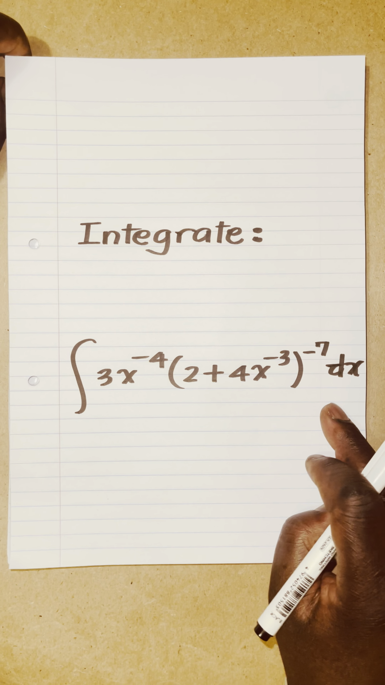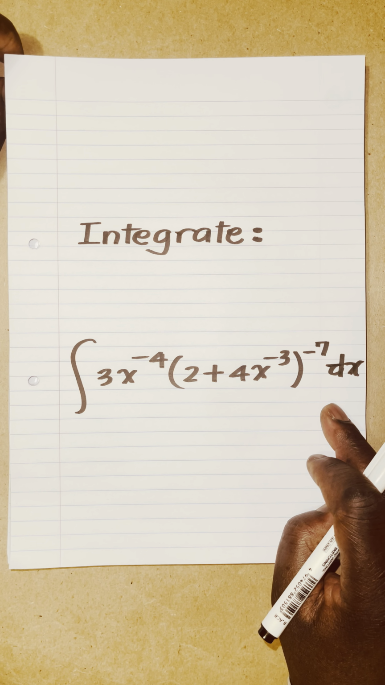In this video I have this integral to work on. It's the integral of 3x^-4 times (2 + 4x^-3) all raised to the power -7 dx. Now the approach is to combine this term with that term. You will understand why shortly.